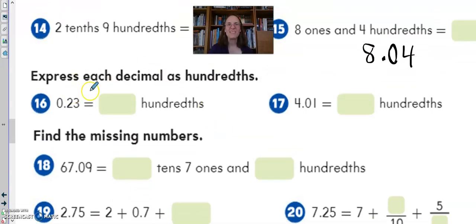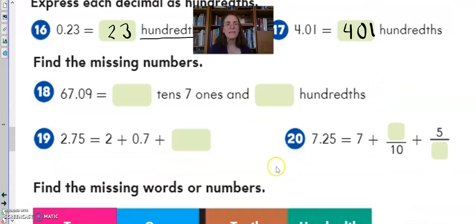Ooh, we're going to express the decimals as hundredths. That means that we're just going to use this word to say what they are. 23 hundredths. You just treat them as whole things. Ooh, but what about this one? This is almost like a mixed number. Well, if we're dealing with hundredths, there are 100 hundredths in each single one. So I would just have to write down 401 hundredths right there. 401 hundredths. I hope I said that right.